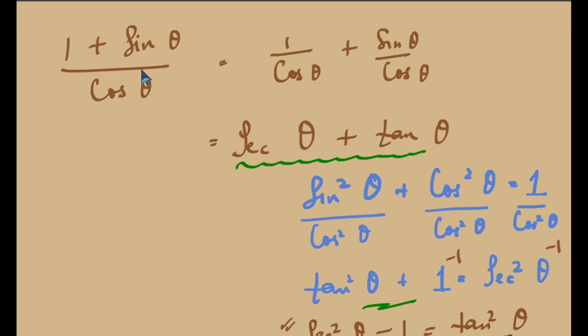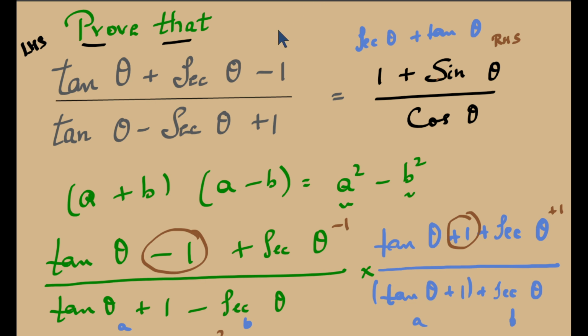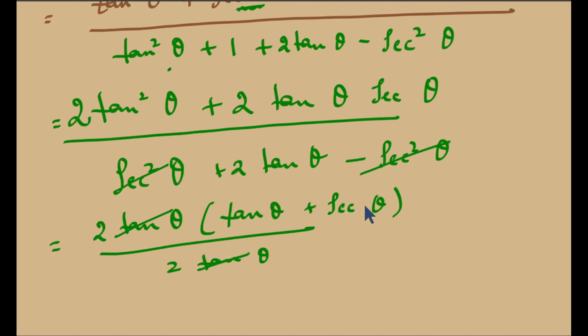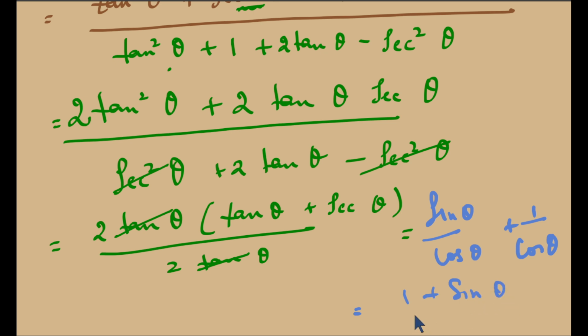Which is equal to 1 plus sine theta by cos theta. Of course we can come to that in the previous sum itself, we can say that this LHS is equal to RHS by rearranging this. Tan theta plus secant theta can be written as, let me change the color, sin theta by cos theta plus 1 by cos theta, or this is equal to 1 plus sin theta by cos theta. So this is your RHS.